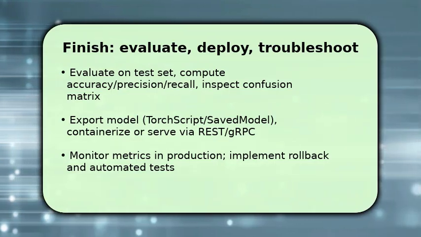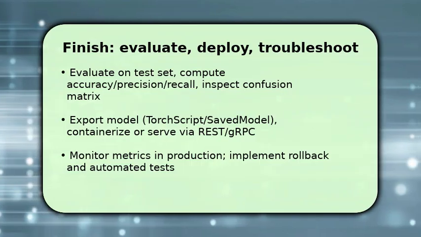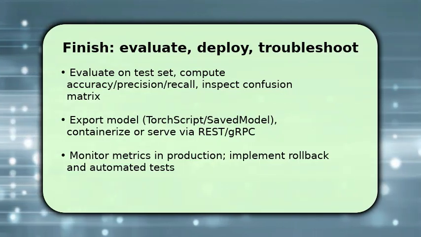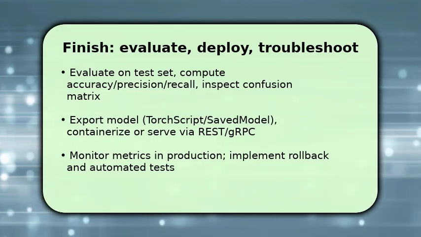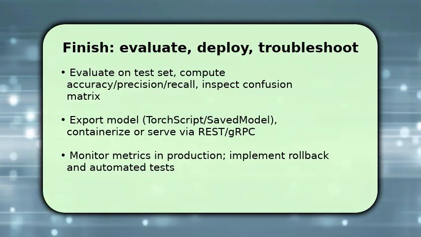If performance is poor, one key troubleshooting tip: check data pipeline mismatches first. Normalization, label encoding, or shuffled labels often cause silent failures, so verify raw data.